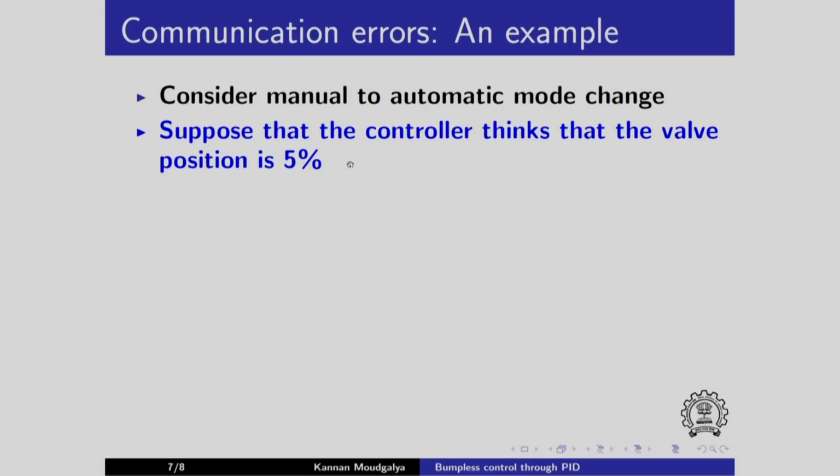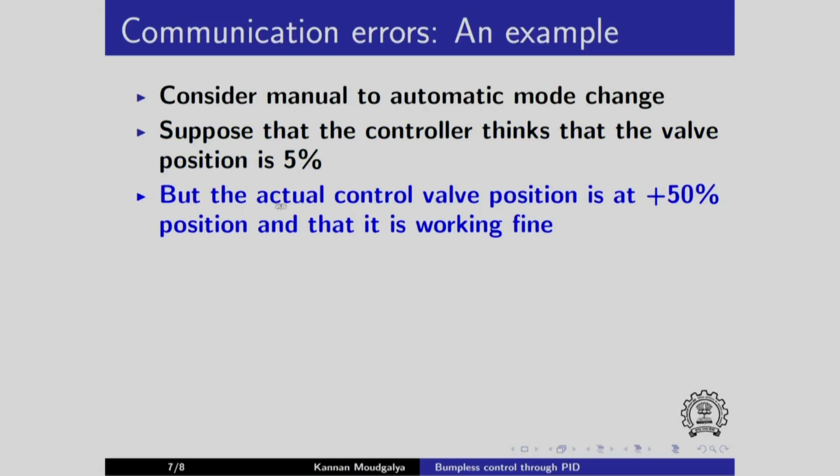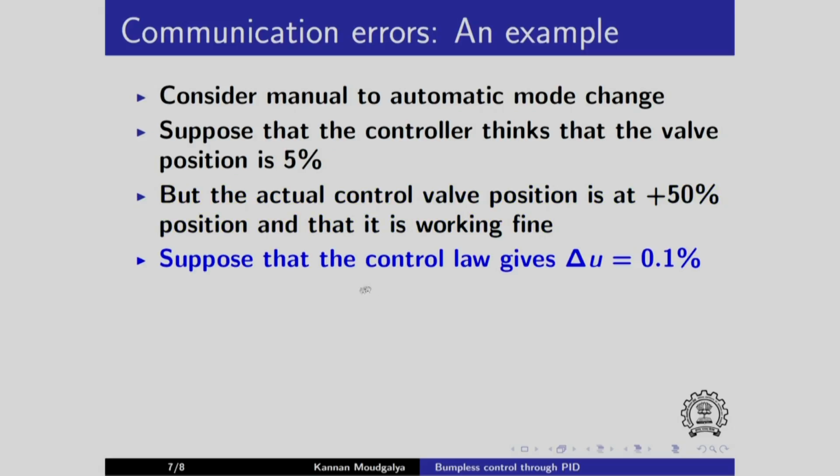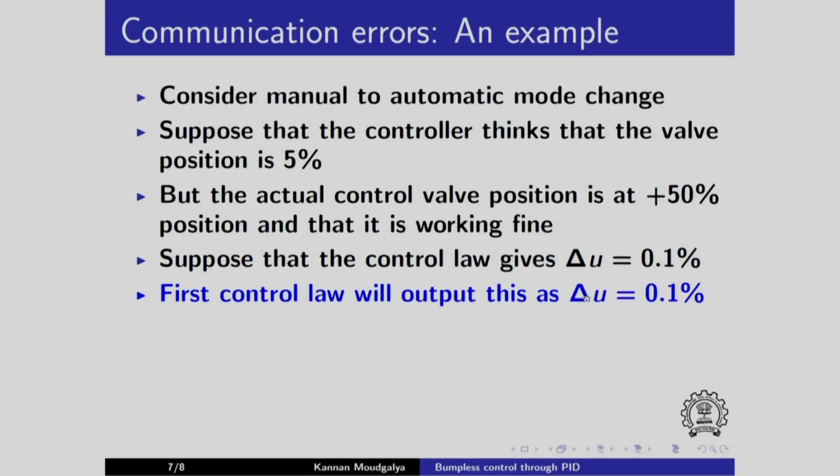Suppose there is a mistake in punching the values. Suppose that the controller thinks that the valve position is at 5%, but the actual control valve is not at 5%, but actually at 50%, and it is working fine. Suppose the control law now gives delta u equals 0.1%. The first control law, which is delta u, just says move by 0.1%. So it will go from 50% to 50.1%, the valve.